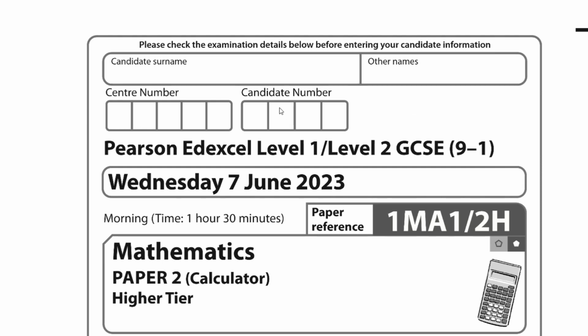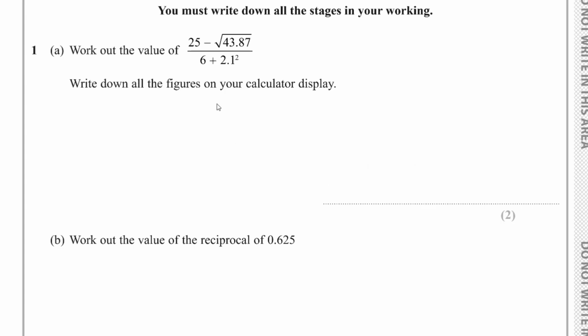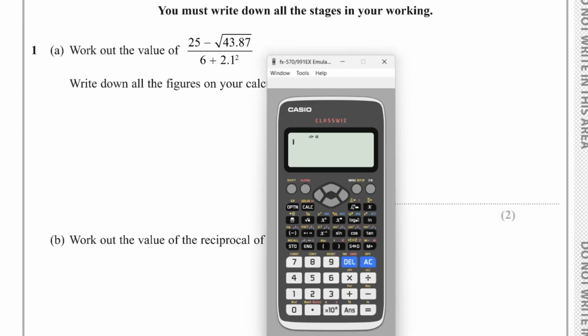This is the Edexcel GCSE 9-1 Maths Paper 2, which is a higher paper, and it's from the 2023 series. Question number 1, part A: we have to work out the value of 25 subtract the square root of 43.87 over 6 plus 2.1 squared. We have to write down all the figures on our calculator display.